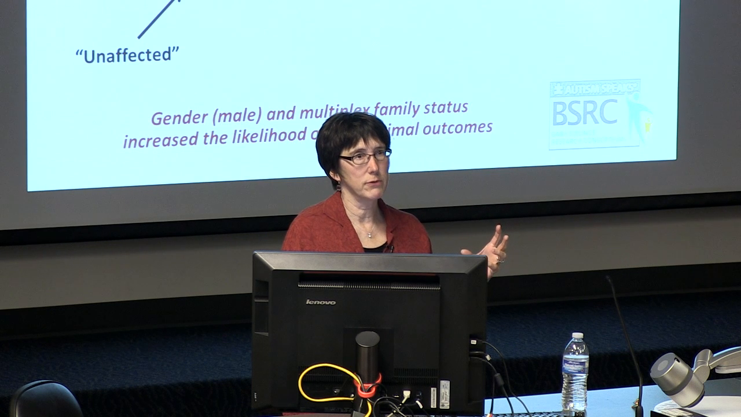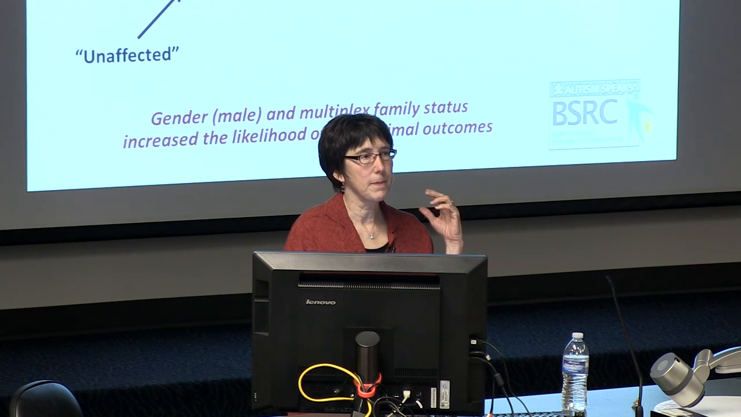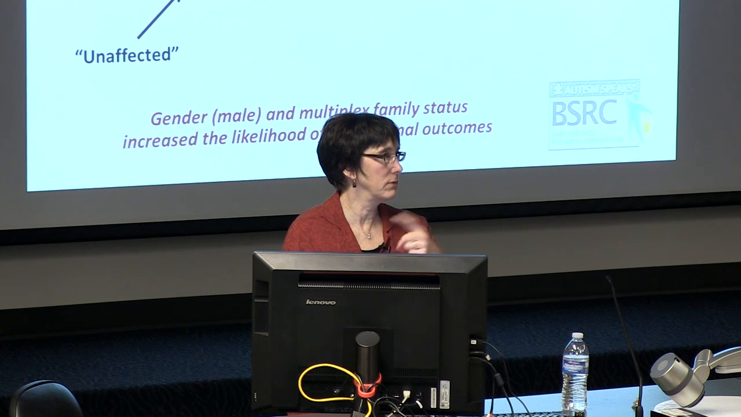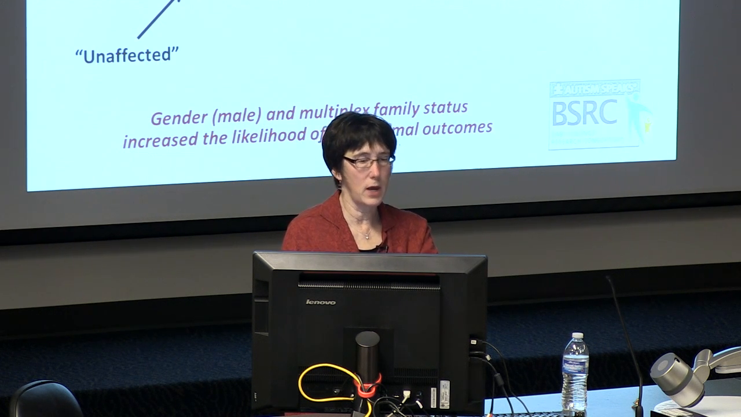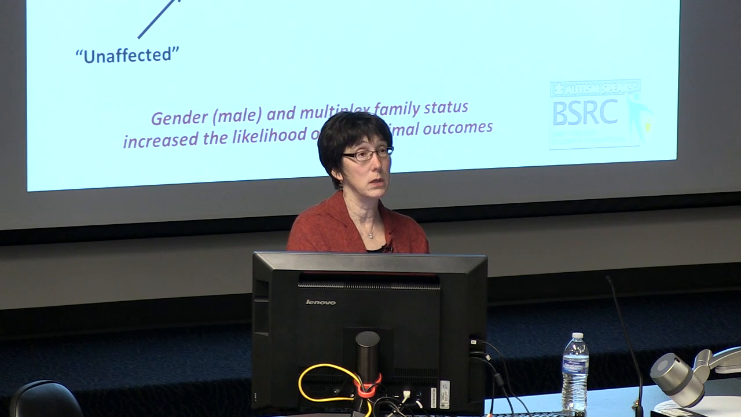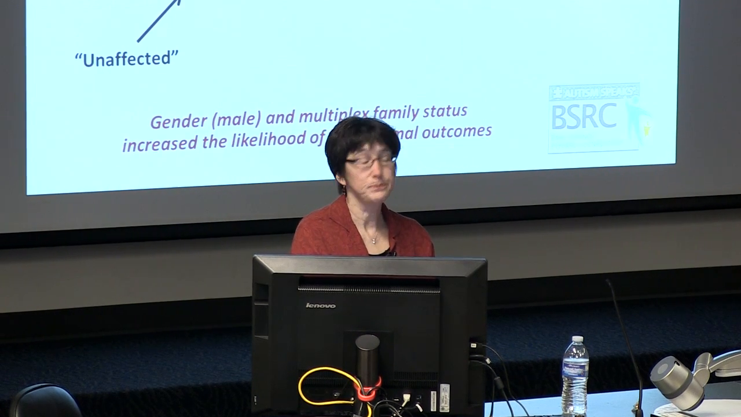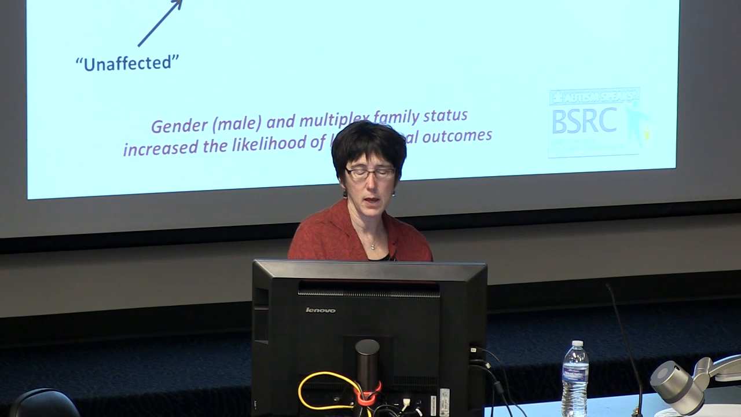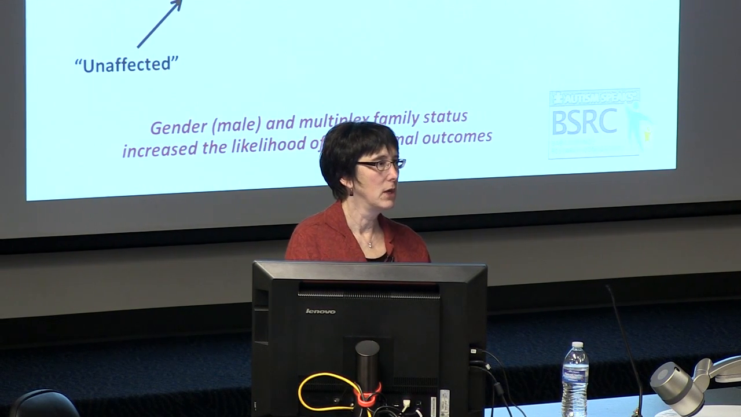Risk factors for this: if they were a boy, they were more likely to fall in this 39% with less optimal outcome, and this is just at age 3. And if they had more than one older sibling with autism, they were also more likely to have less optimal 3-year-old outcomes. So that was one question that we can ask with the prospective studies.